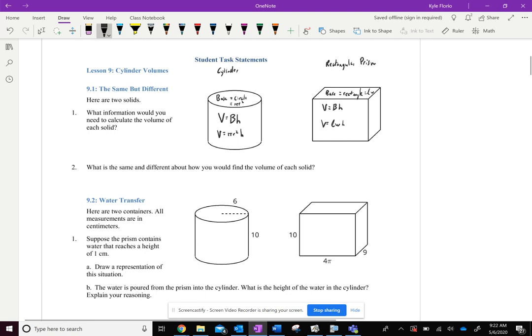So what information would we need? Well, let's see. For the cylinder, we need the radius and the height. For the prism, we need all three: the length, the width, and the height. So this would be the height here, h.